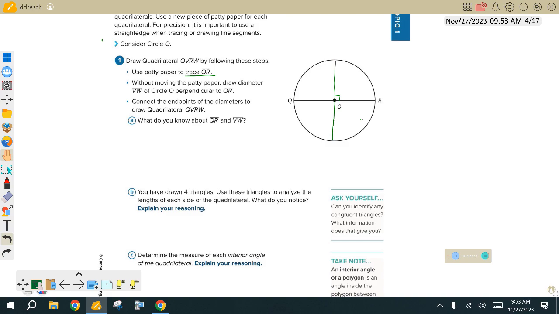Now what it also wants us to do is connect those endpoints, and we're going to label those V and W. So we're on the same page, let's label that top one V and that bottom one W. Take your straight edge, guys, and now connect all those points. Q to V, V to R, Q to W, and R to W. Now we've just made some type of quadrilateral.